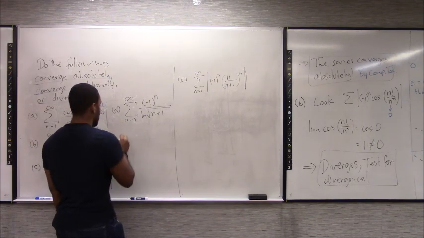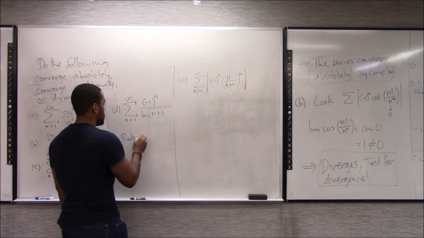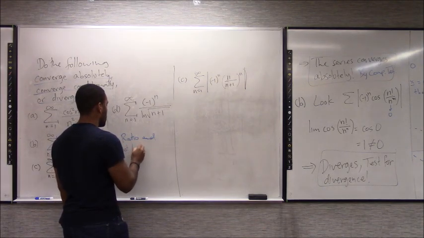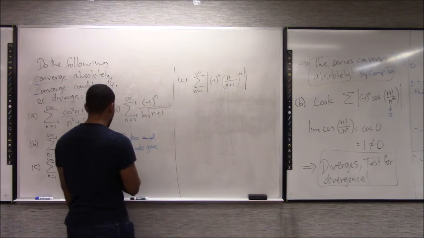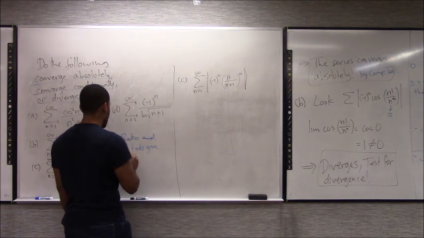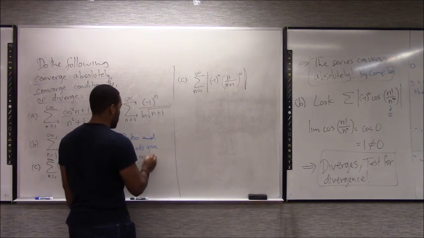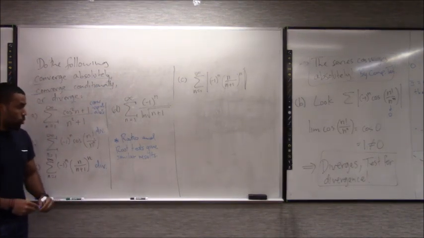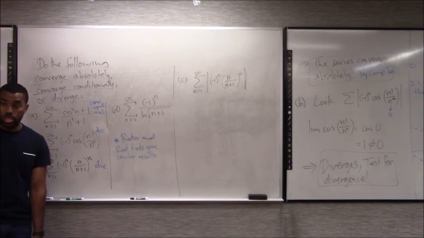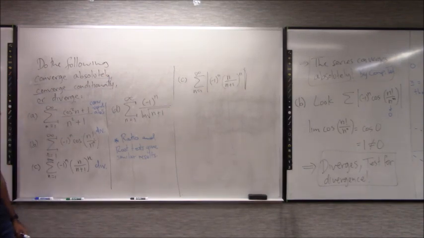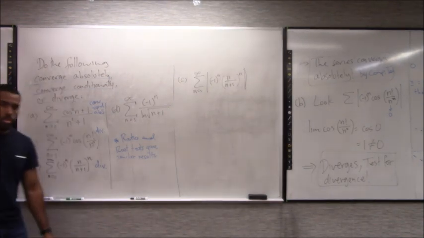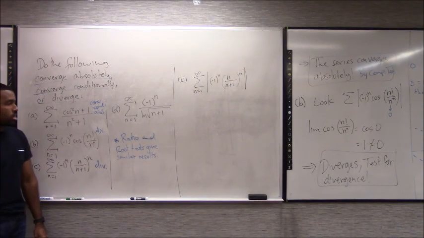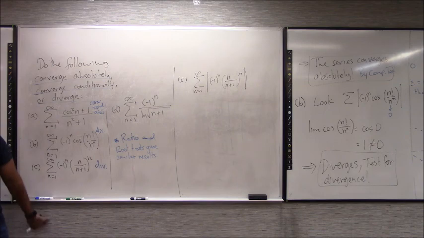Star. Ratio and root tests give similar results. Turns out they're very closely related in the sense that if one gives you an inconclusive result, the other one is going to give you an inconclusive result. So it's clear that the root test is inconclusive. It therefore means that the ratio test is automatically going to be inconclusive.